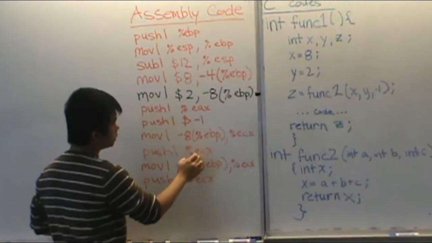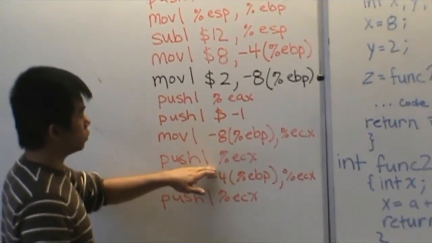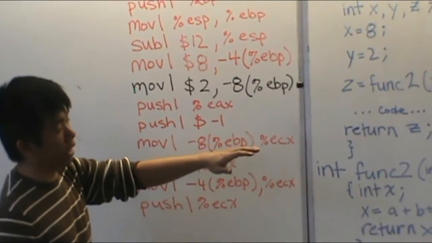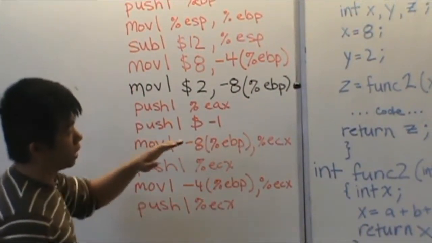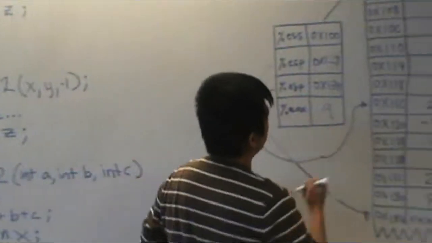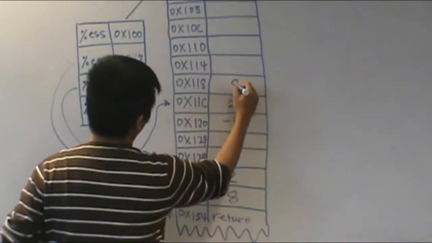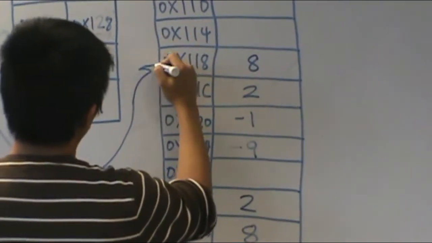So basically, this ECX and this ECX are two different things. The first one is for the address 11C. The second time you use it, it will be at 118. So the value for this one will be 8, and the stack pointer will be here.